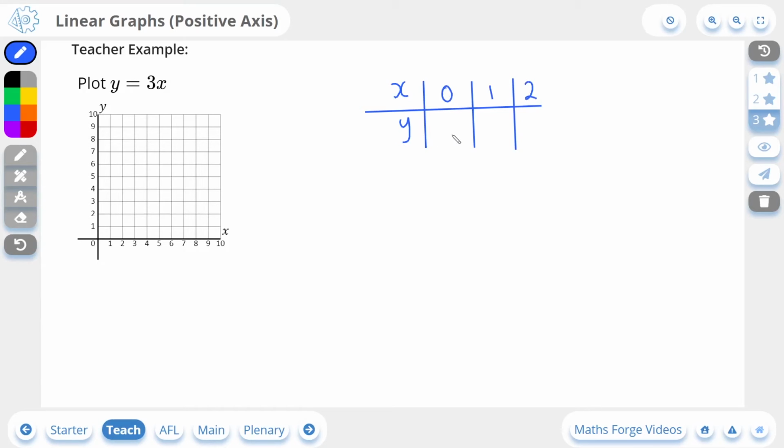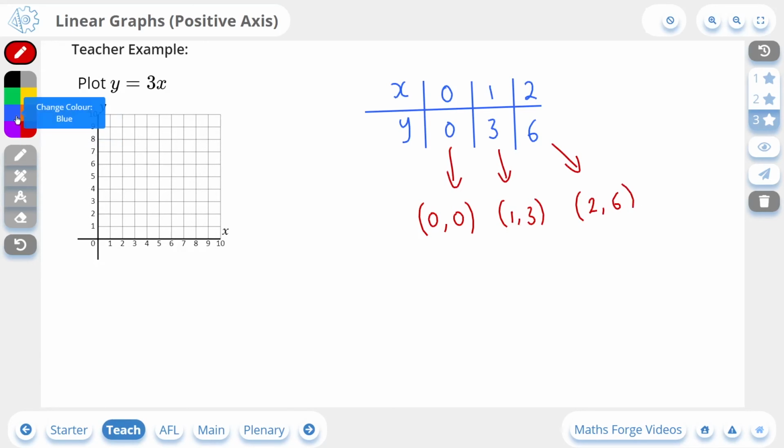Our y values can be obtained by reading the equation. y is equal to 3 times x. Okay, so y is equal to 3 times 0 in this case, which is just 0. y is equal to 3 times 1, which is 3. And y is equal to 3 times 2, which is 6. And now we have our coordinate pairs. So the first coordinate of this line is 0 and 0. Our second coordinate is going to be 1 and 3. And our third coordinate is going to be 2 and 6.